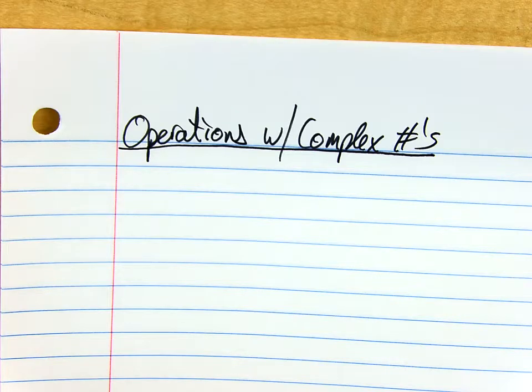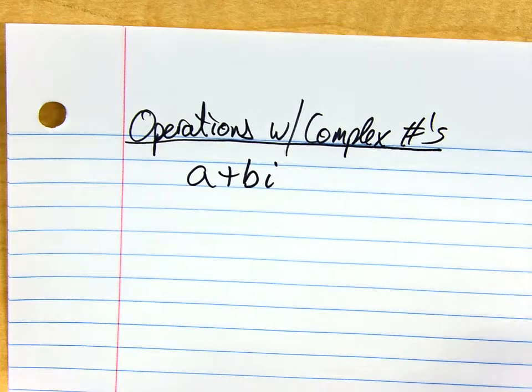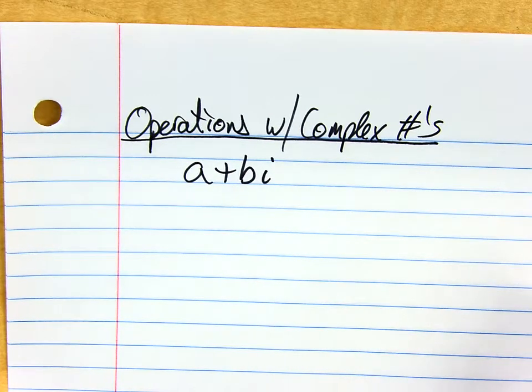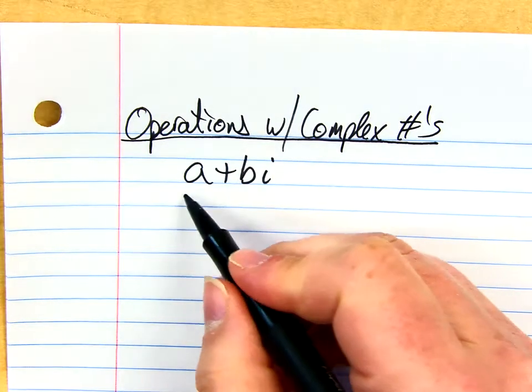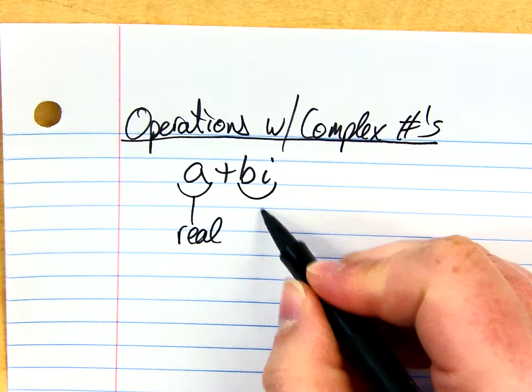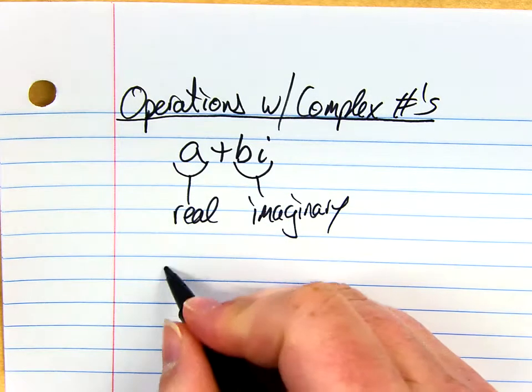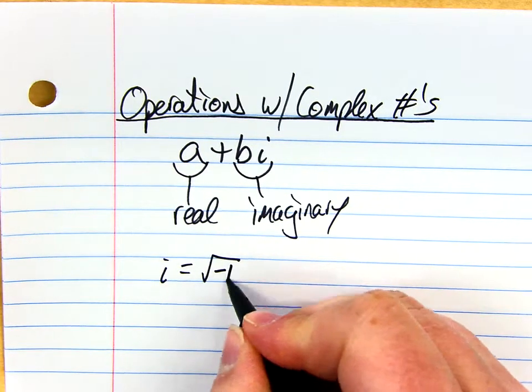Okay, so we started talking last week about complex numbers. Complex numbers are typically in this form where you have some real number and then some imaginary number. Okay, and we talked about how i is just the square root of -1.